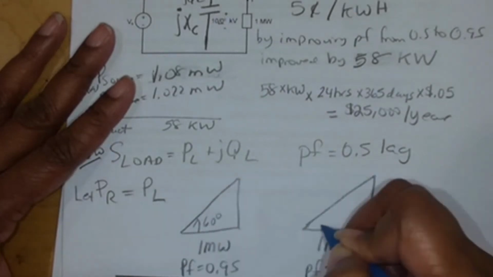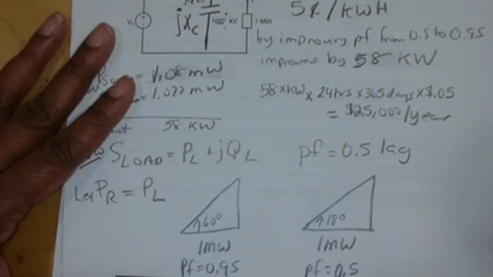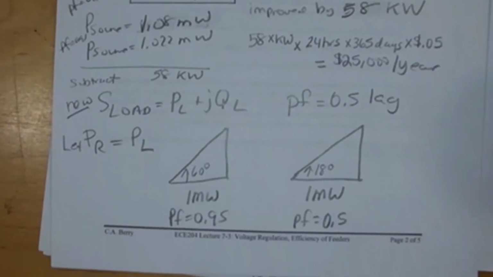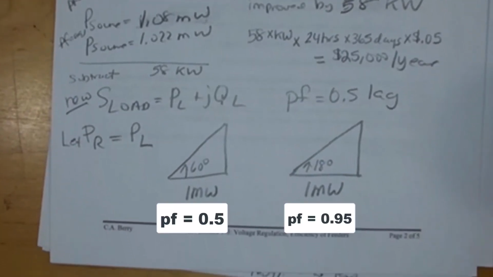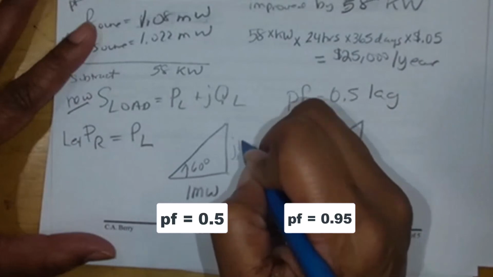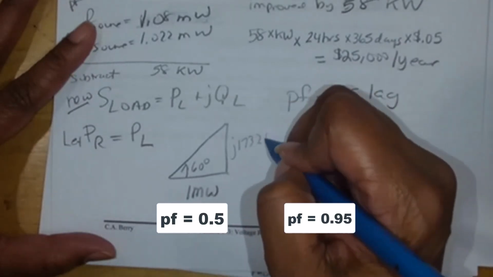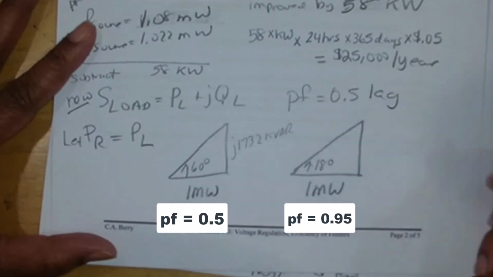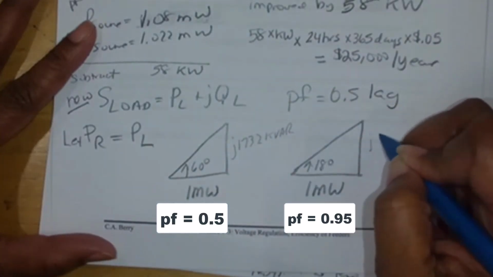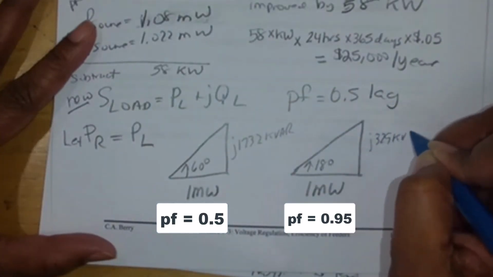So we found that that angle was 18 degrees, and that angle was 60 degrees. That's the arc cosine of 0.95 and the arc cosine of 0.5. So over here, our Q was J329 kVar. And over here, it's J1732 kVar.